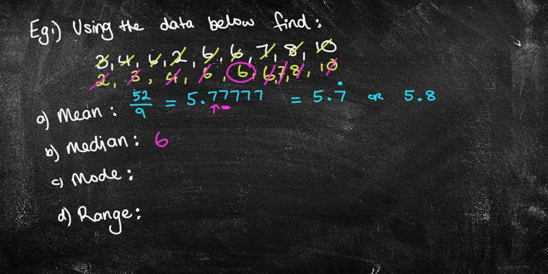The mode is the most common number, and I can see that 6 has occurred 3 times. That is my mode, and the range is the highest score, subtract the lowest score, which gives me a range of 8, and they are my 4 answers.